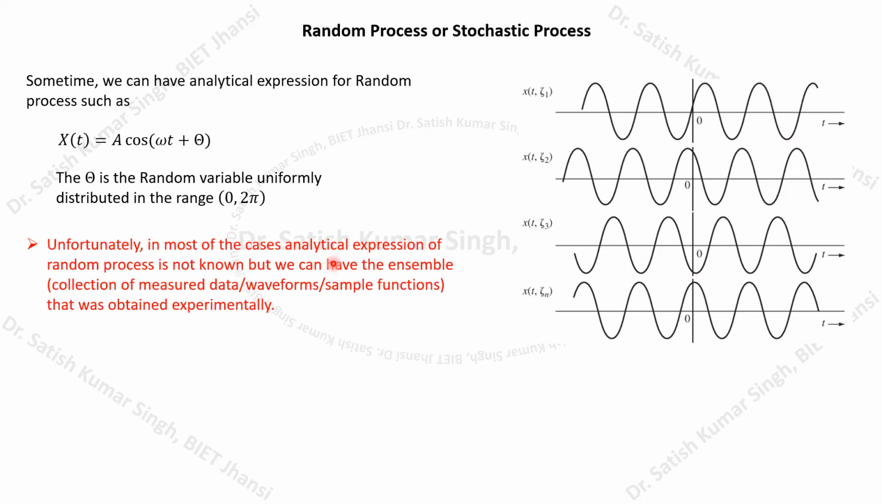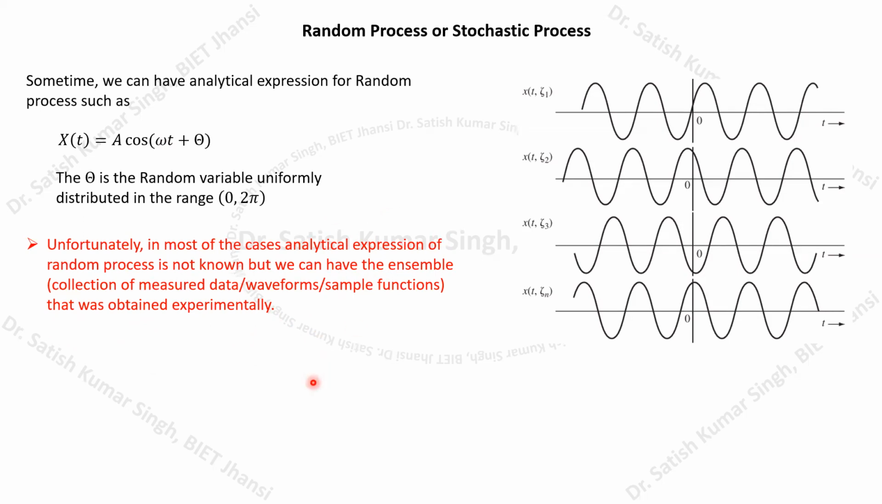Fine. So one thing that we have to know is that in most cases, the analytical expression of the random process is not known, but we can have the ensemble of that particular random process. We can have the ensemble that was obtained experimentally. So we have a collection of measured data, waveforms, or sample functions, and normally we do not have the analytical expressions, right? So suppose we have such a random process which does not have any analytical expression, in that case, how do we tackle such a random process? That we have to see.